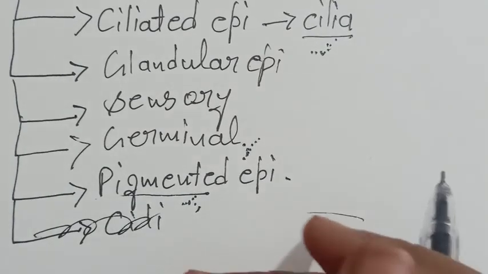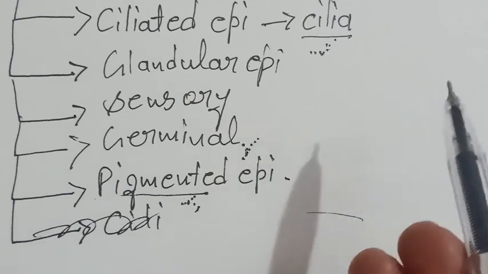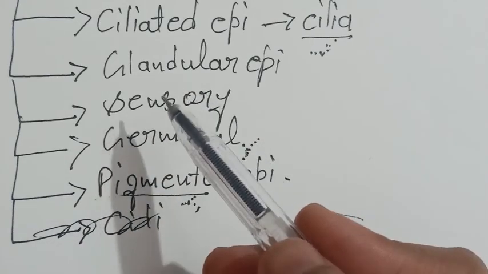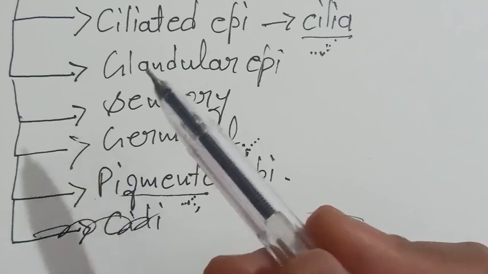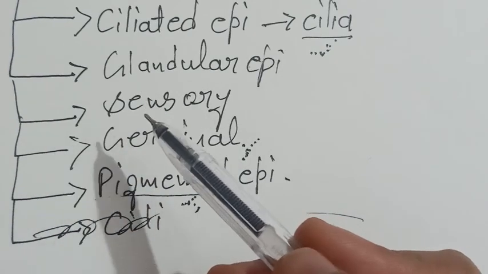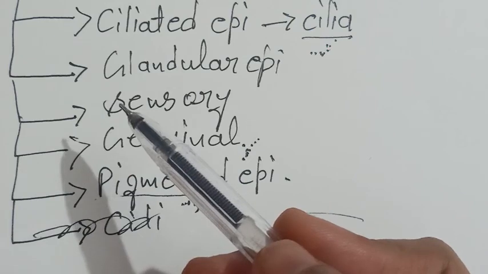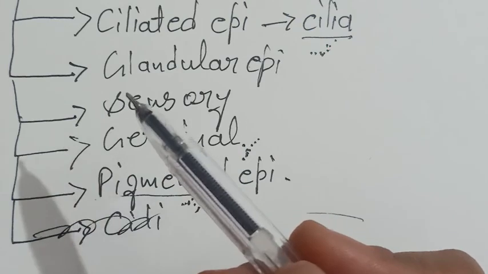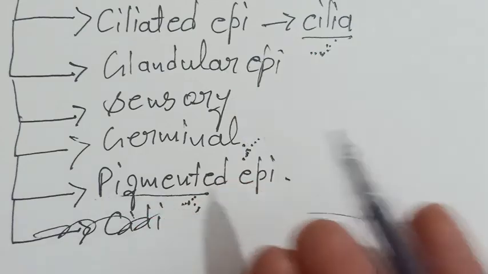Next is compound epithelium. As I already told you, compound epithelium is multi-layered. The cells of the lowermost layer only rest upon the basement membrane. It forms the epidermis of the skin. Epidermis is a part of our skin.